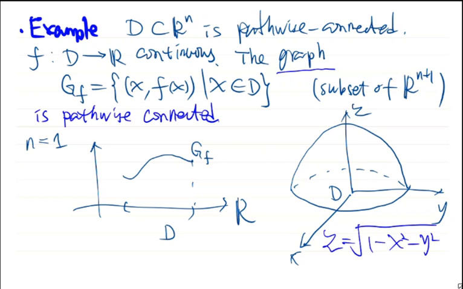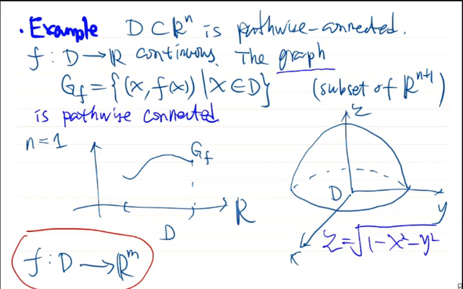So our example here is a higher dimensional case. In our homework, we also study the case that f is not mapped into R, but into another Euclidean space of higher dimension, R^m. We have a homework assignment to study the graph of this map from D to R^m. Okay, so let's go to the proof of the conclusion of this example, that the graph is path connected. How to prove this?